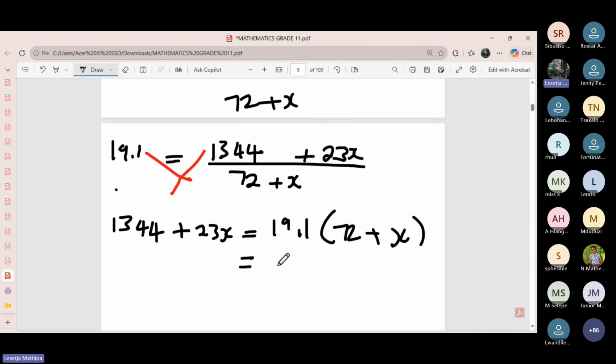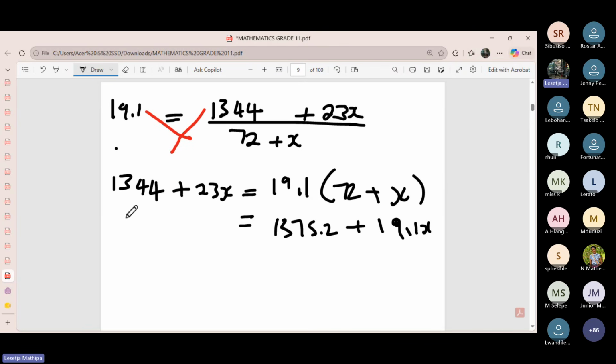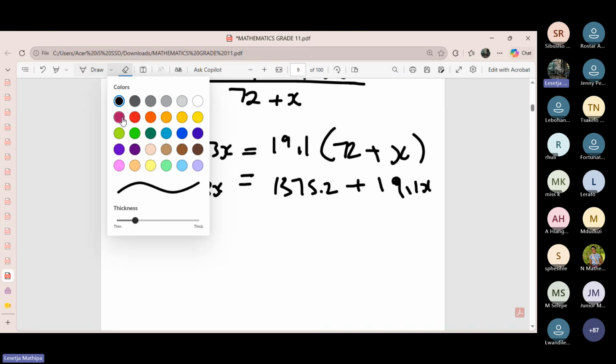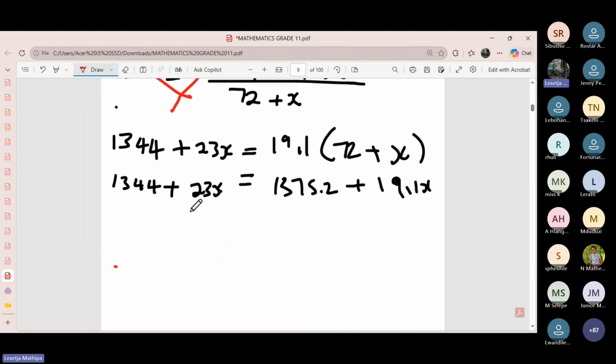1375.2, then plus 19.1x, like this. So this side normally 1344, then plus 23x. Okay, so if it's like this, which method are you going to use? Because now you have this one, the ones with x. I always call them best friends.